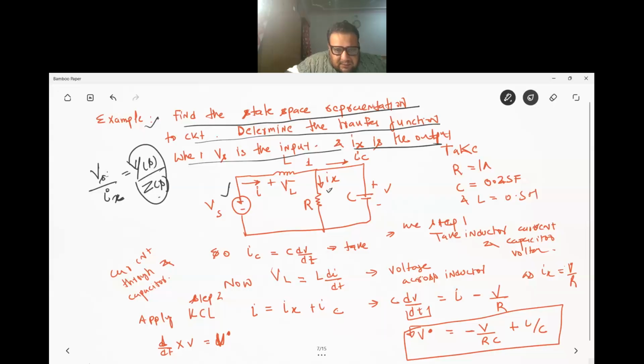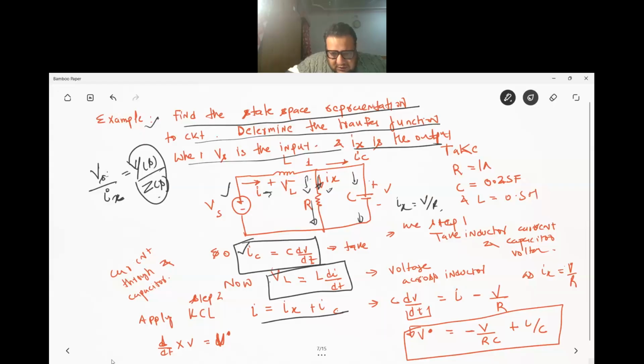What did I tell you? Current through the capacitor: if I analyze the state vector, I know the current through the capacitor IC is given as C dV by dt, and the voltage across the inductor is given as L di by dt. Now you see this current is entering here and getting divided into two parts. I would be equal to Ix plus Ic. Ix is moving through here, and the voltage across here is also V. So the voltage across the resistor will also be V, so Ix would be equal to V by R.